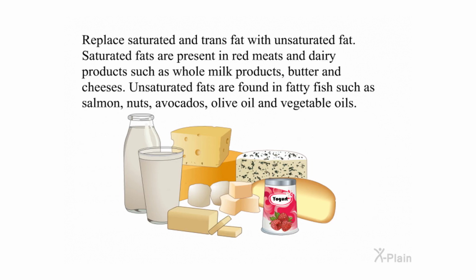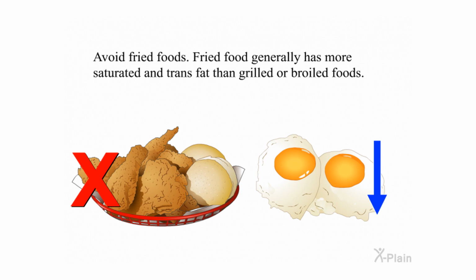Replace saturated and trans fat with unsaturated fat. Saturated fats are present in red meats and dairy products, such as whole milk products, butter, and cheeses. Unsaturated fats are found in fatty fish, such as salmon, nuts, avocados, olive oil, and vegetable oils. Avoid fried foods. Fried food generally has more saturated and trans fat than grilled or broiled foods.